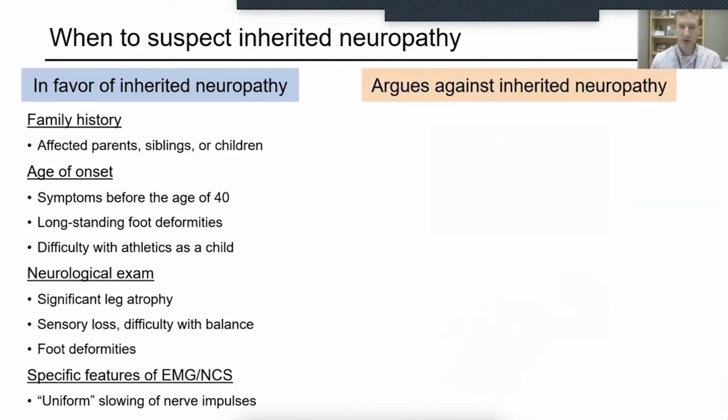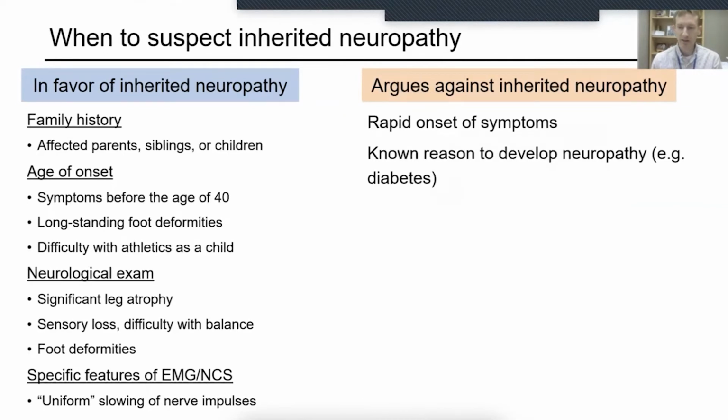So things that argue against an inherited neuropathy, again, these are not 100%, but in general, these tend to be true.